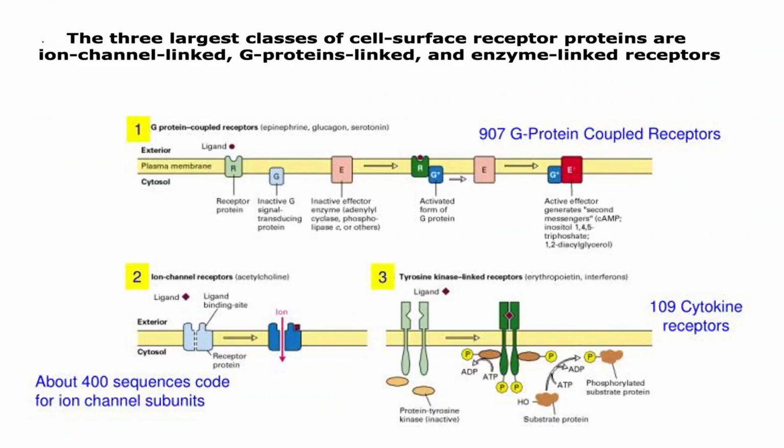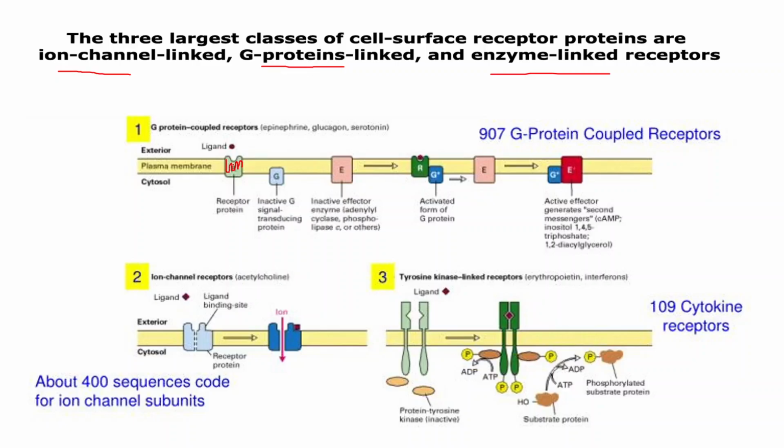Like different types of signaling molecules, different types of receptors are also present. The three major receptors are, first, the ion channel receptor, second, the G protein linked receptor, and third, the enzyme linked receptor. Firstly, we will see what a G protein coupled receptor is. In a G protein coupled receptor, this is the exterior part and this is the cytosolic part of the receptor, which has 7 transmembrane helices.